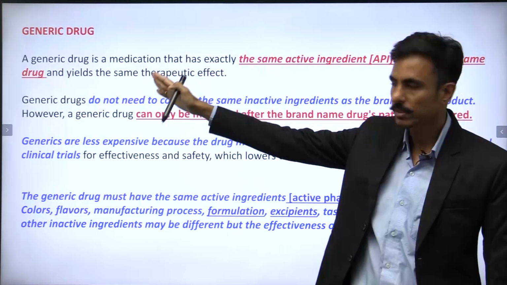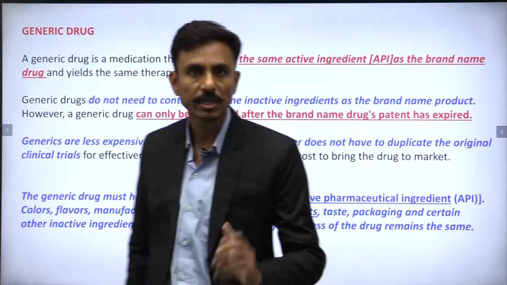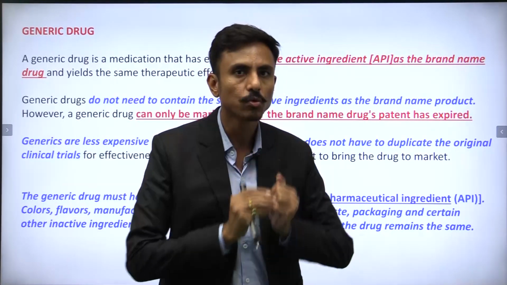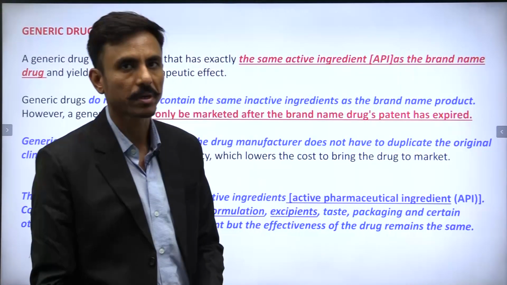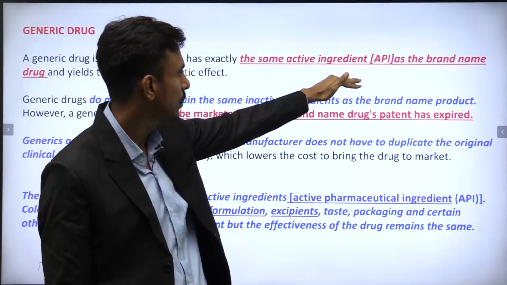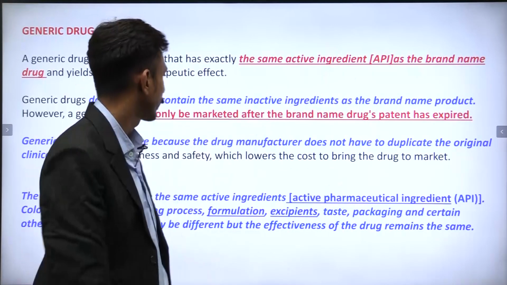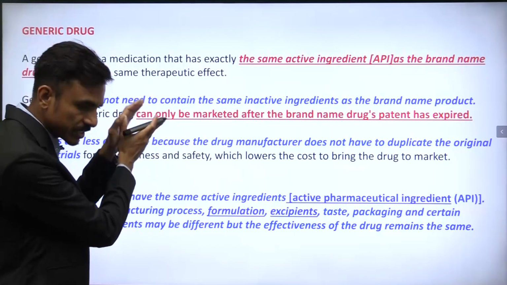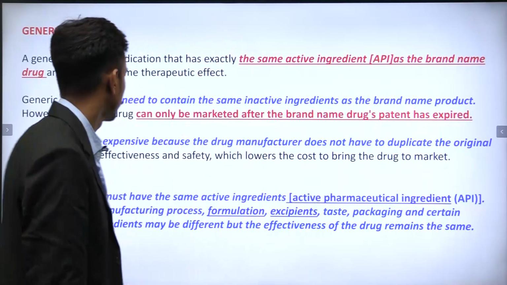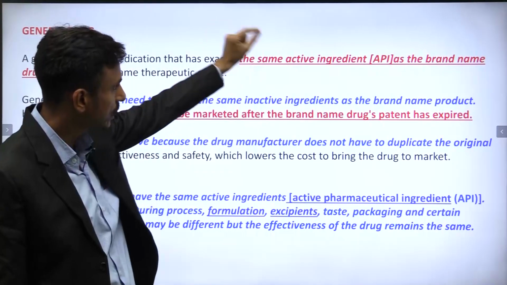So if I talk about the generic drug, as I mentioned, it is a medication that has exactly the same API. API is the active pharmaceutical ingredient, right? The chemical compounds which are being used in any drug are called active pharmaceutical ingredient, API, right? So it has the same API as the private company. The only difference is that the patent of the drug has expired. So the generic drugs can only be marketed after the brand name drug's patent has expired, correct? So it does not need to contain the same inactive ingredients, right? So that means the active ingredients are same.